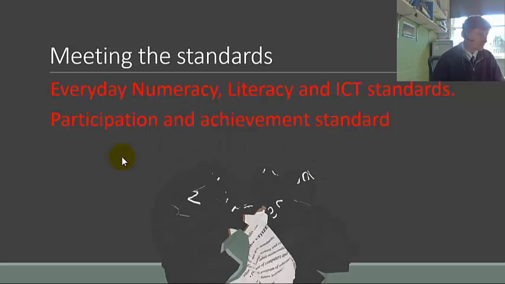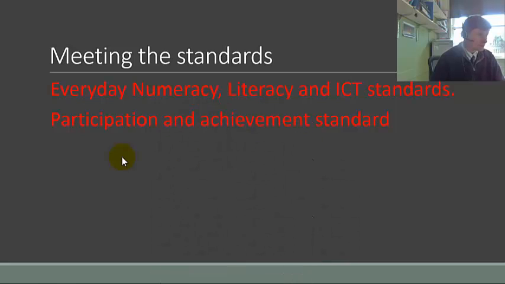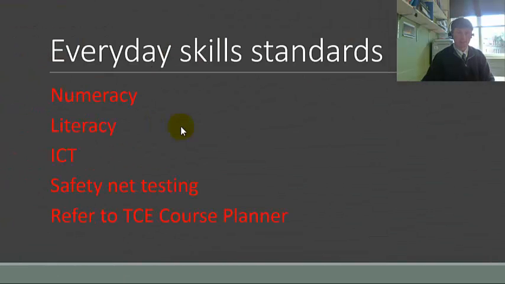So it talks about meeting the standards. In the first instance, you need to achieve everyday numeracy, literacy and ICT standards. And as well as that, you need to be able to participate and achieve at various levels over the 2 years. What does that mean in detail? Well, everyday skills standards, we talk about numeracy, literacy and ICT.